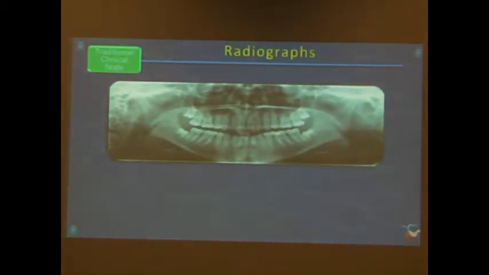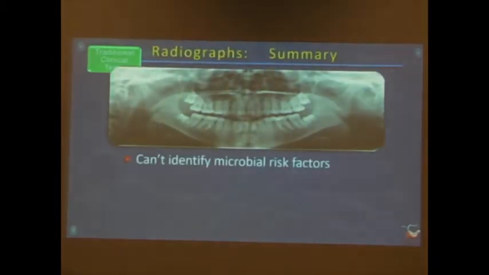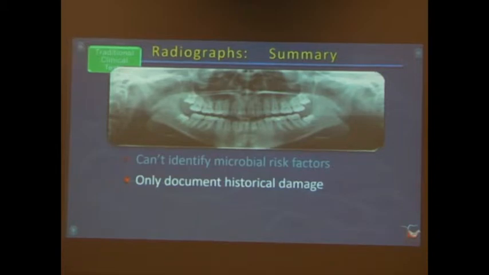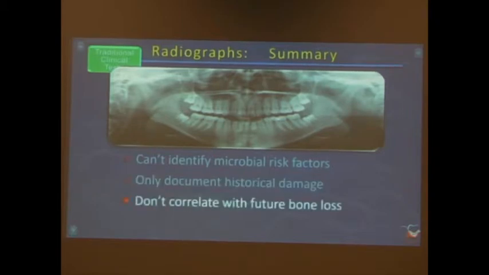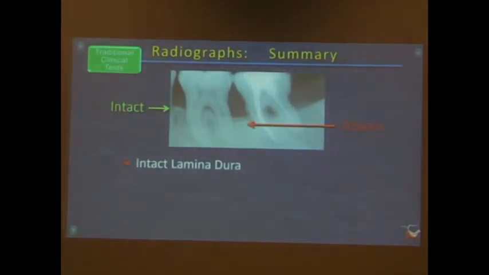Radiographs are nice, but they're historical. They're not predictive. All they can tell you is that at some point in time, there's been enough damage here to result in X loss of tissue, and now you have a pocket there. It tells you absolutely nothing about the likelihood of future loss of attachment. With one exception, and that is an intact lamina dura. If the lamina dura is completely intact, you are pretty confident that for the next 12 months, there's just going to be no further loss of any bone in that particular area. I'm rushing through this so that we stay within the time limits here.